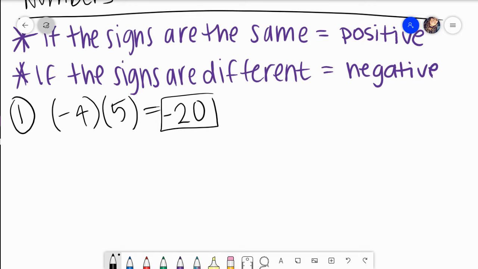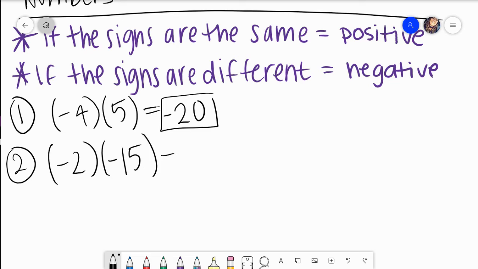Okay, so let me show you an example going with the other one. Say we have a -2 times a -15. Just look at your numbers. Use your calculator. 2 times 15 is 30. Those signs are the same, so you get a positive. That makes sense?